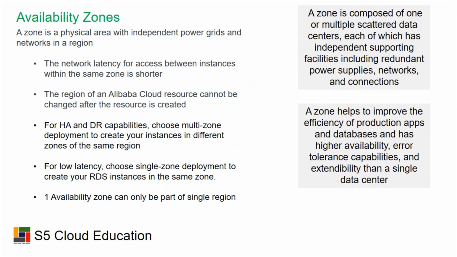A region may have one or more zones or availability zones. A zone is a physical area with independent power grids and networks in a region. A zone is composed of one or multiple scattered data centers, each of which has independent supporting facilities including redundant power supplies, networks, and connections.